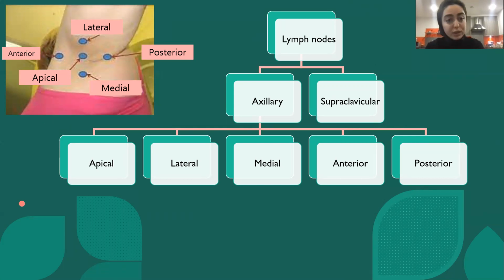So again, with your non-dominant hand, you move their hand and use your 3 fingers again to check for the lateral lymph nodes, the medial, apical, anterior, and posterior. And as you're doing that, you need to let your examiner know which ones you're examining and let them know if you felt any swelling, or again, ask the patient if they felt any pain at all. Do this for both sides and then gently press on the supraclavicular fossa to see if there's any lymphadenopathy there.